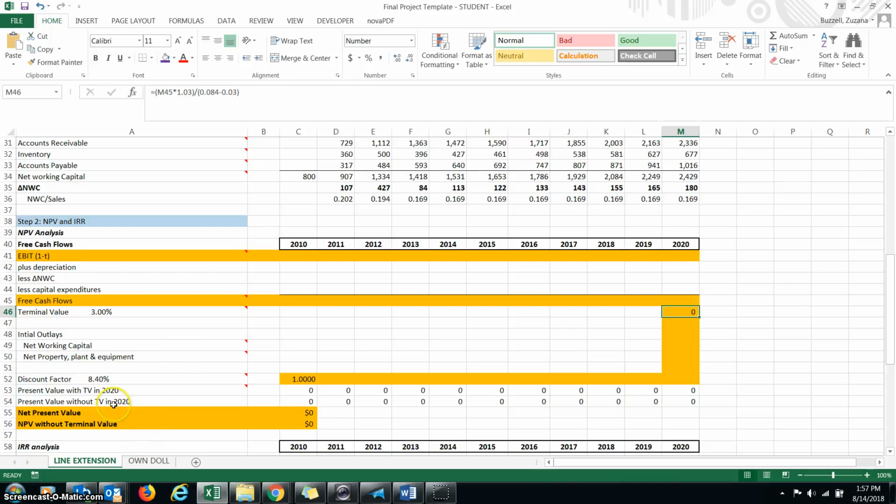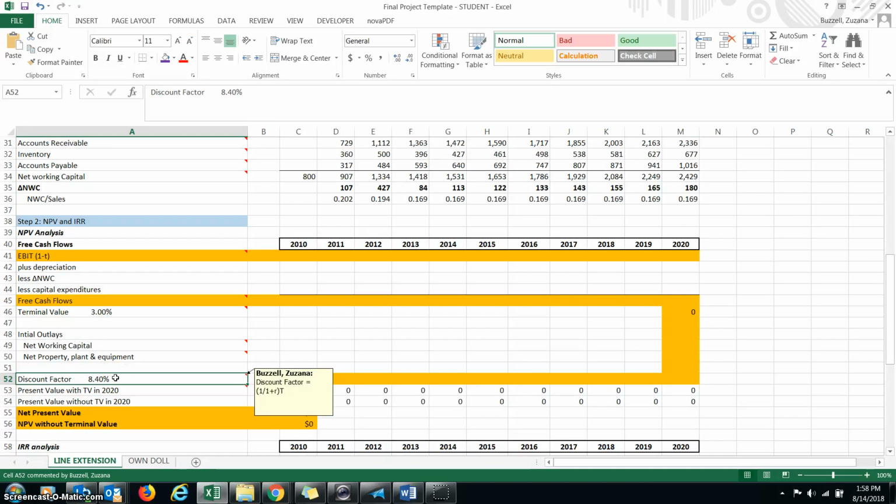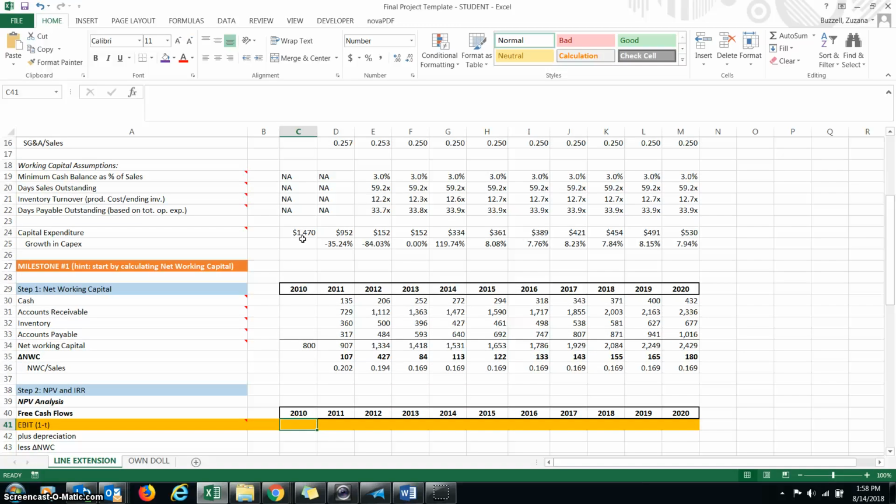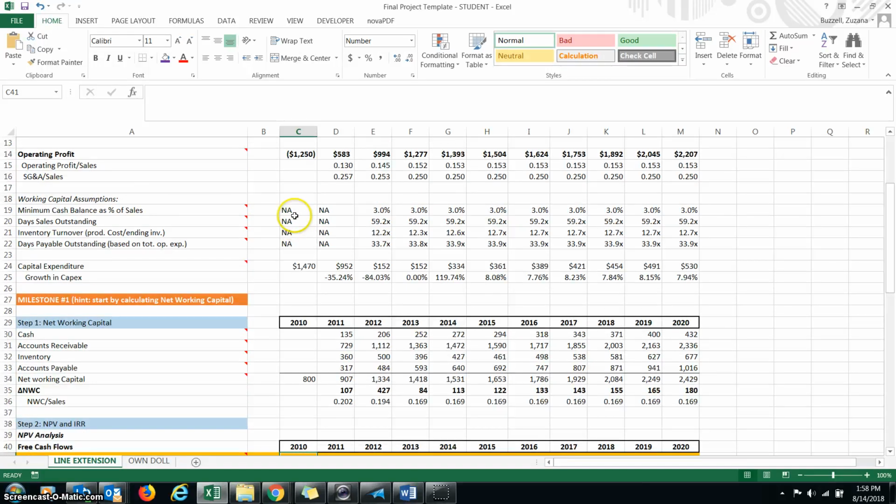So let's start with line extension. Line extension was actually considered a less risky project by the CEO. So that's why you are using the discount factor of 8.40, because obviously it doesn't carry as much risk. Now, what I have noticed, some of you made a mistake in the EBIT calculation. First of all, the EBIT calculation is based on your net profits. So you obviously are being taxed on your net operating profit.